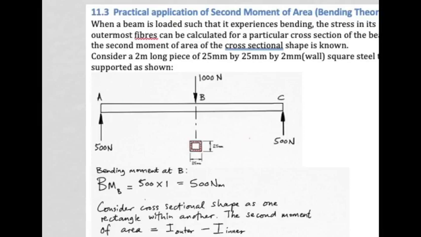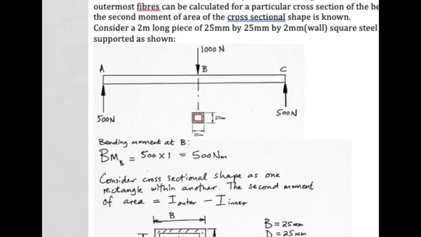In this case I'm going to look at the right hand side, so I place my hand on the beam and I cover up all of this, and I leave exposed only this side of the beam, and I say, right, 500 multiplied by 1 meter is giving me a bending moment at cross section B of 500 Newton meters. Okay, now that cross-sectional shape there where the bending is occurring is in fact one rectangle within another rectangle.